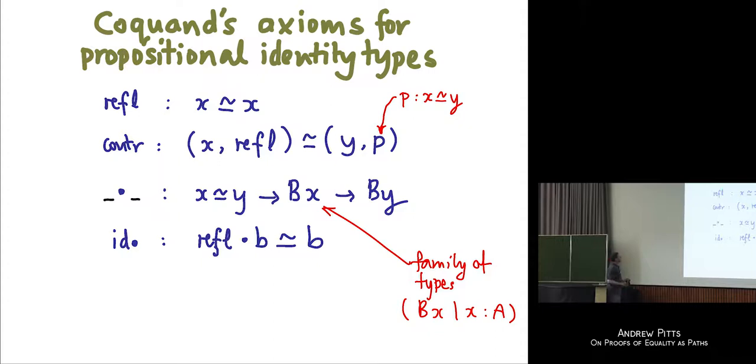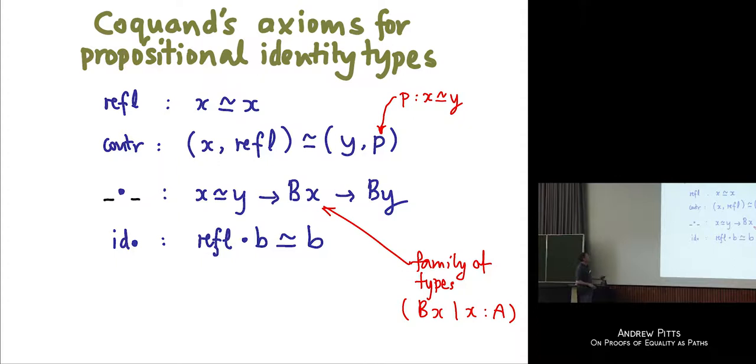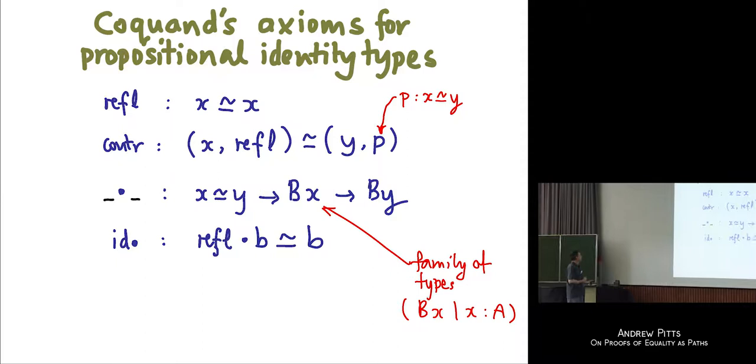So this says that for each x there's a reflexivity witnessing that there's a path from x to itself. This contractibility axiom says, well, if we've got a path from x to y, and we look at the pair consisting of the endpoint y and the path from x to that endpoint, there is a path to that from x and the degenerate path, reflexivity. Okay, we'll come back to that in a moment.